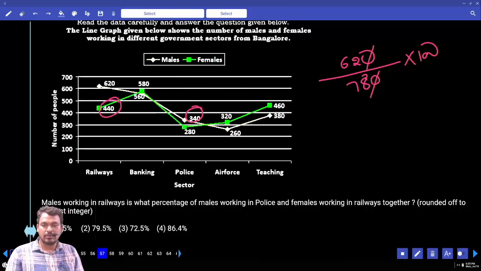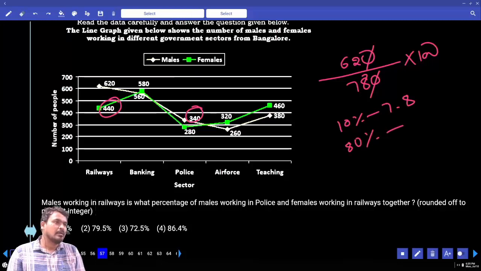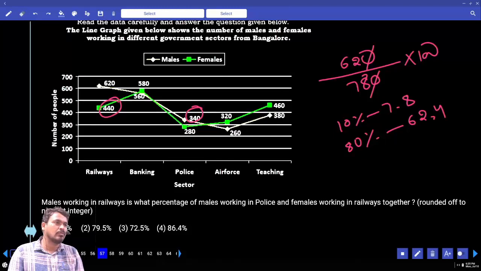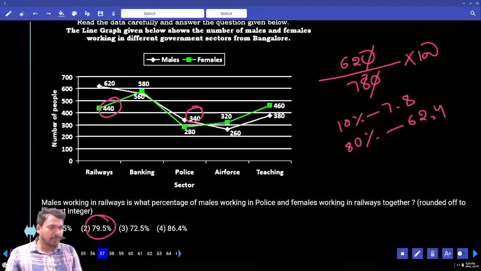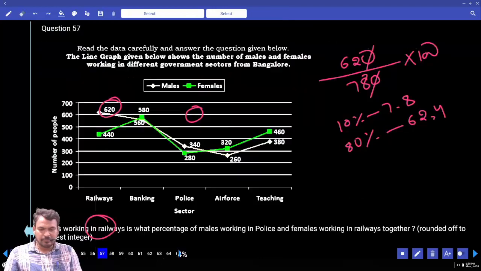0 gets cancelled. What is the 10% value? 7.8. What is the 80%? 8 7s are 56, 8 8s are 64. Means that is 62.4. It is closer to 80%. What is the answer? 79.5.